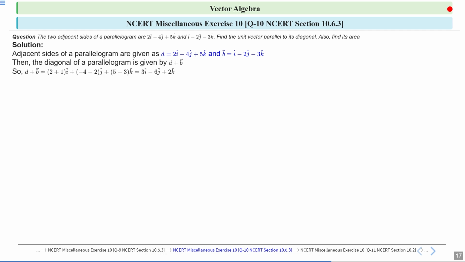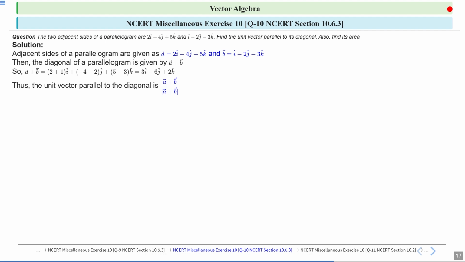So a vector plus b vector will be (2 plus 1) i cap plus (minus 4 minus 2) j cap plus (5 minus 3) k cap, which after solving will be 3i cap minus 6j cap plus 2k cap. Thus the unit vector parallel to the diagonal is basically a vector plus b vector upon the magnitude of a vector plus b vector.